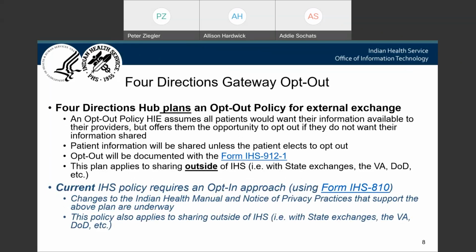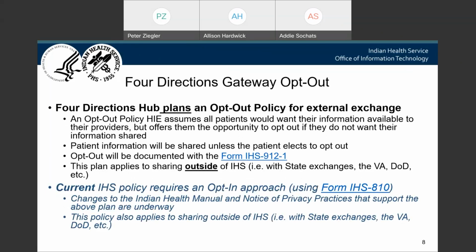Getting to how patients consent to be part of the Four Directions Gateway. This is an important slide. It also gets a little bit tricky sometimes in nomenclature, so I'll do my best to explain it with some clarity. Four Directions Hub plans an opt-out policy for external exchange.